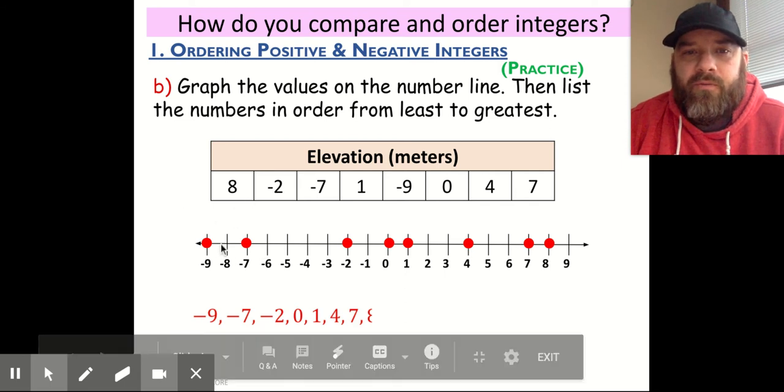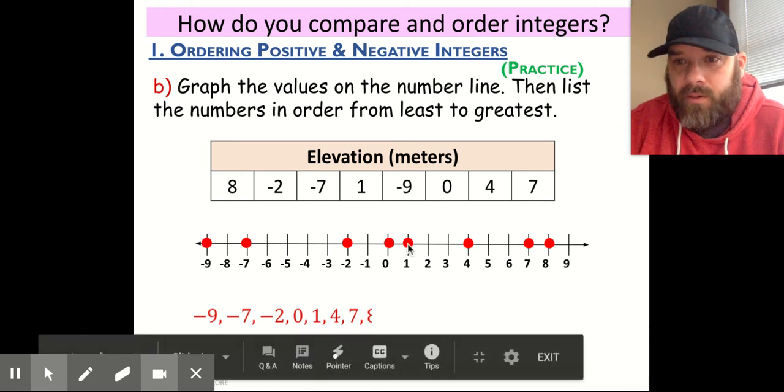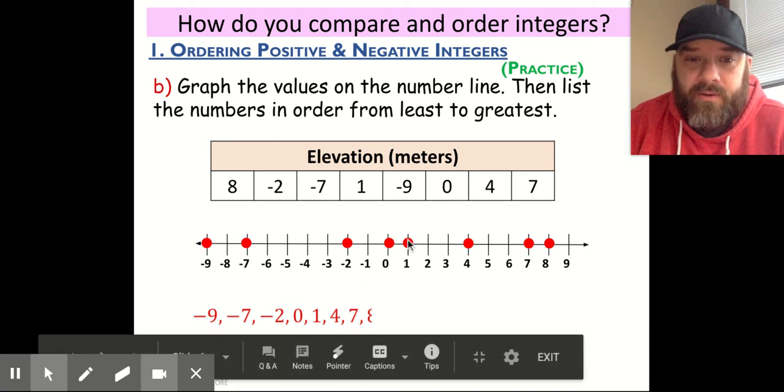So again, we're ordering them right now, but if we were comparing them, negative 9 is less than 0. Negative 7 is less than 1. 1 is greater than negative 2.